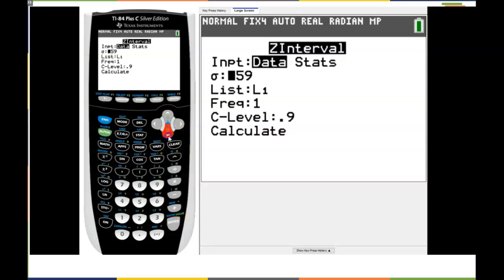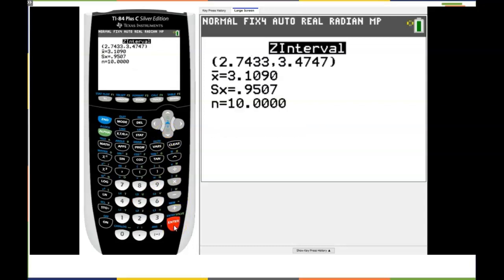And my sigma, my list 1, my frequency is 1. And this time, let's say I want a confidence interval of 95%. And I calculate it. And therefore, my interval is 2.7433. So it grabbed the X bar from the actual calculation of my sample and also my standard deviation from my sample. So it grabbed that plus my N.